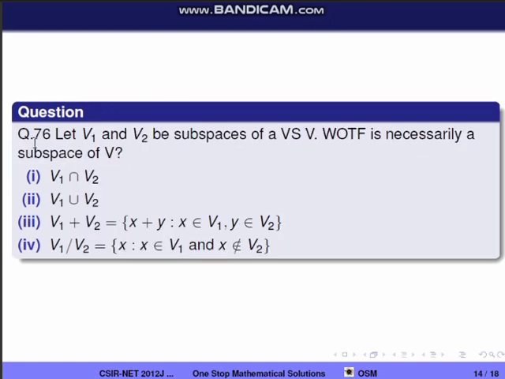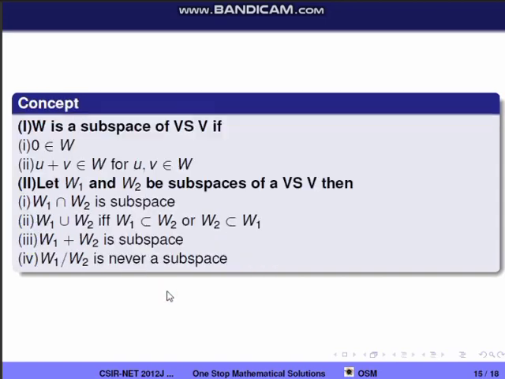Next question, question 76. Let V1 and V2 be subspaces of a vector space V. Which of the following is necessarily a subspace of V? So when we are given two subspaces, we have to find which of the options can again be a subspace. So first of all, let us look into the concept.